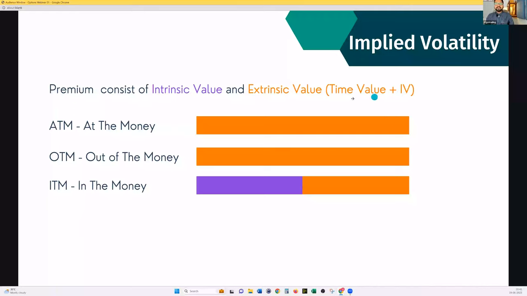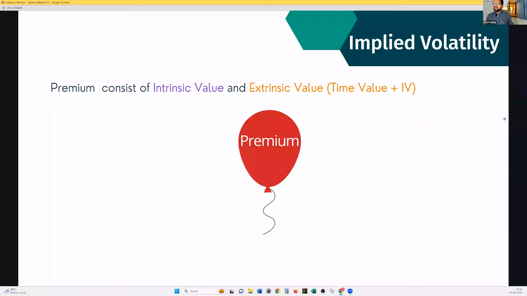Implied volatility is nothing but this: all of a sudden the premium increases, all of a sudden the premium decreases. We don't know why. To be honest, nothing would have happened in the market. But all of a sudden the premium will increase, and all of a sudden the premium will decrease. It's all because of this one boy, which is known as implied volatility. He is the worst ever boy. He can make things totally upside down. All of a sudden the strategy will go to profit, all of a sudden the strategy will go to negative, but there won't be any movement in the market.